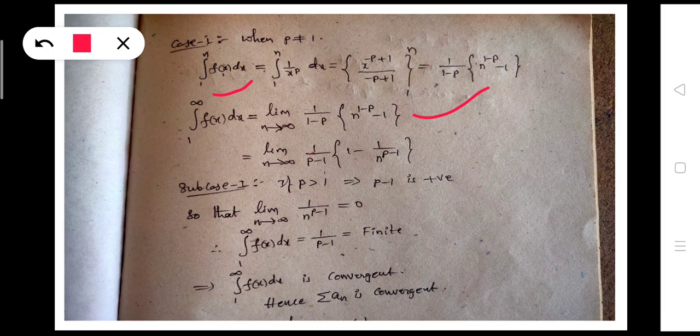Subcase 1. If p is greater than 1, this implies p minus 1 is positive, so the limit as n tends to infinity of 1 by n power p minus 1 is equal to 0. Therefore, integral 1 to infinity f of x dx is equal to 1 by p minus 1, which is finite. Therefore, the integral is convergent. Hence, sigma a_n is convergent.